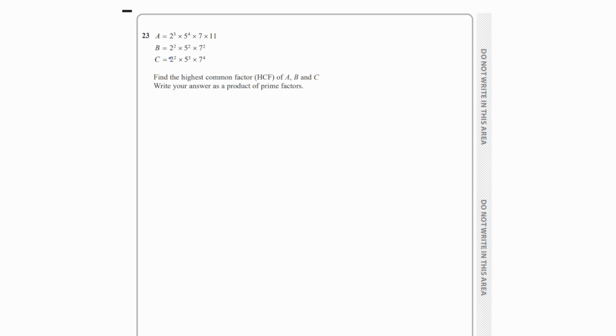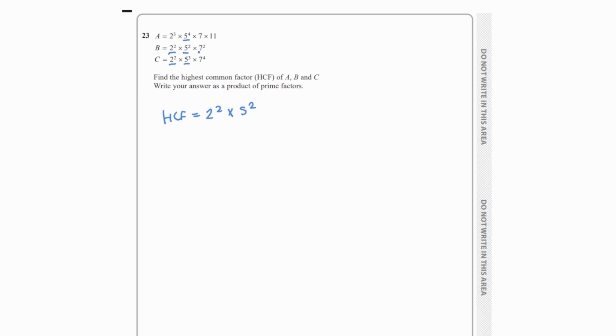So if we look at A, B, and C, C and B both have a 2 squared in common. A has more than 2 squared, it has 2 cubed, but what we can say is that they all have 2 squared in common. Then look at their next prime factor, which is the 5, and see what's the highest thing that they all have in common. Well, this has 5 cubed, this has 5 squared, and this has 5 to the power 4. So they all have at least a 5 squared. And if you notice, for each of these, we're actually going to be picking the lowest power that they have in common. So that's why we picked the 2 squared and the 5 squared.